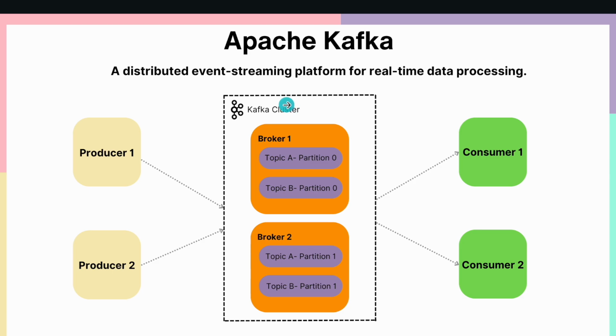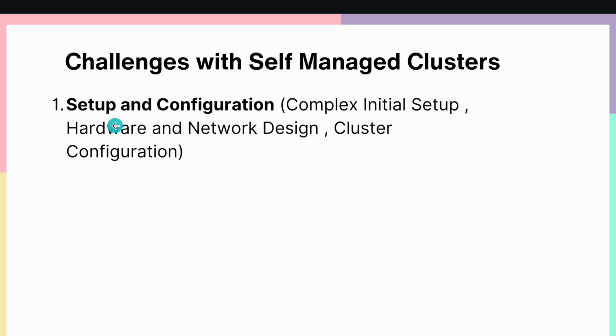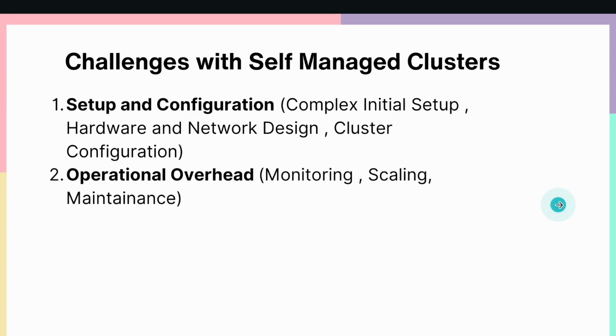Okay, so let's say your application is using Apache Kafka and you want to run it on a Kafka cluster. There are two ways you can do that, right? You can create a self-managed Kafka cluster and run it, but there are a lot of challenges associated with running self-managed clusters. The first one is setup and configuration. You will have to set up your hardware and network design, and you have to configure your cluster brokers and everything. And then there is operational overhead. Once you have set up your cluster, how do you monitor it? How do you monitor the usage, the CPU usage and the storage, everything from your cluster, and how do you scale it based on the usage?